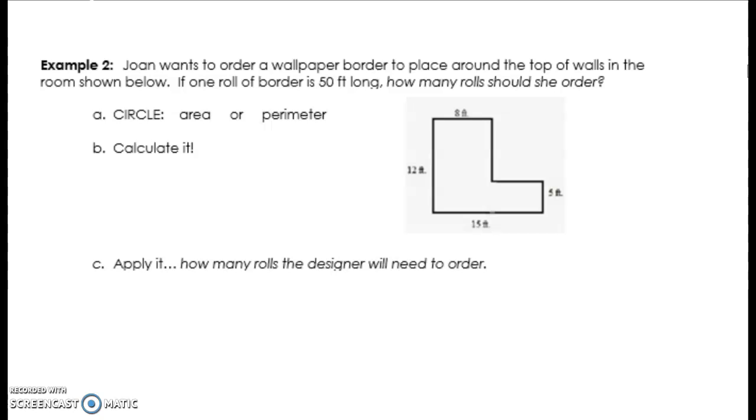Okay, let's take a look at another example. Let's suppose Joan wants to order a wallpaper border to place around the top of the walls in the room shown below. So here's my figure, it is drawn for me. And just to visualize and put myself in Joan's shoes, I would be putting wallpaper border around the top of the wall around my room.